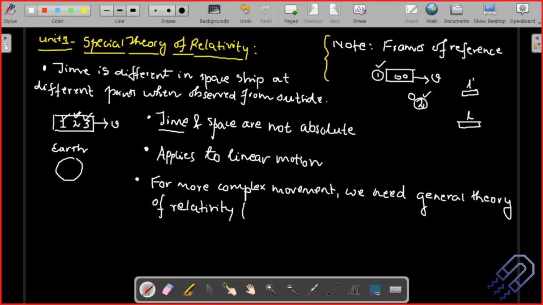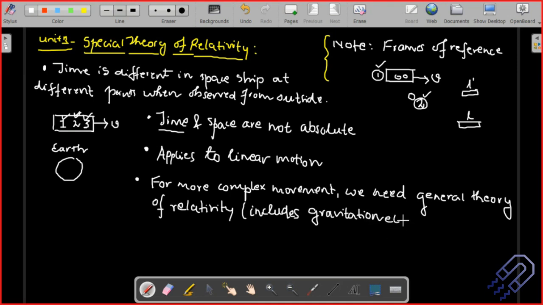So in general theory of relativity, it is more complex in the sense it might not be a linear motion every time. And when we talk about special theory of relativity, we don't include terms like acceleration. That means we are not including gravitational effects. That's the special theory of relativity. So eventually you can understand that getting a concept of special theory of relativity is relatively easy compared to general theory of relativity.